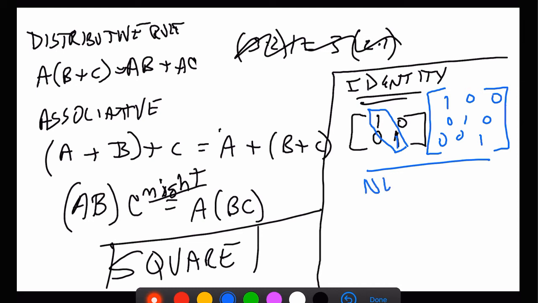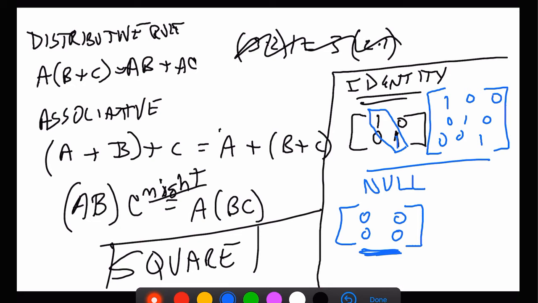We also have what's called null matrices. And a null matrix is a matrix full of zeros. Okay? Null matrices act the way 0 acts. If I add that matrix to any other matrix, it's not going to change it, right?